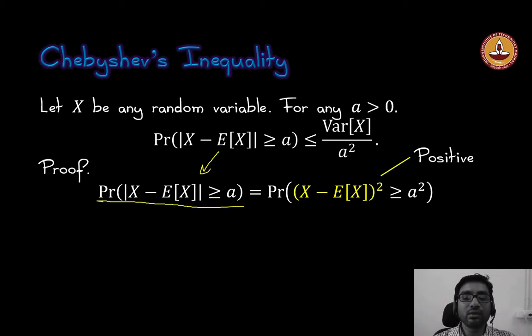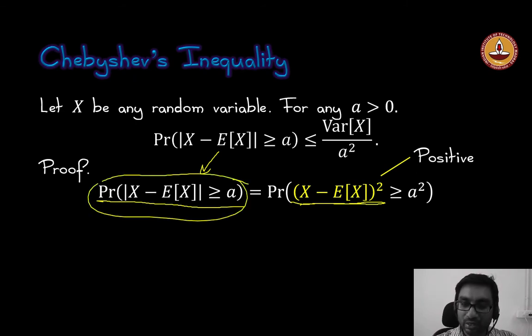Now, just square the terms on both sides of this inequality of this event. It's not going to change the event at all. In fact, it has this nice property that it gets rid of the absolute value. And this square on the left side is going to be non-negative. And so what we have is the probability that x minus e of x the whole square is greater than or equal to a squared.